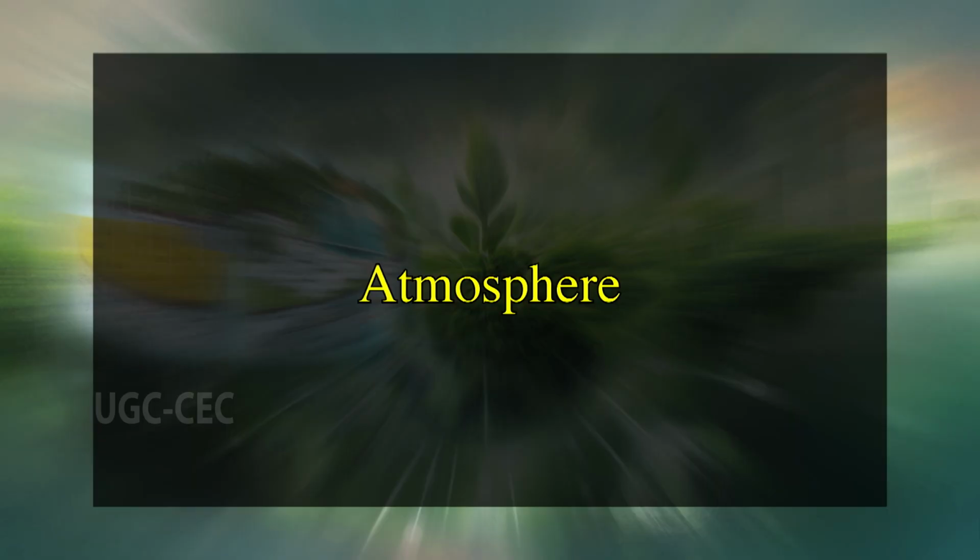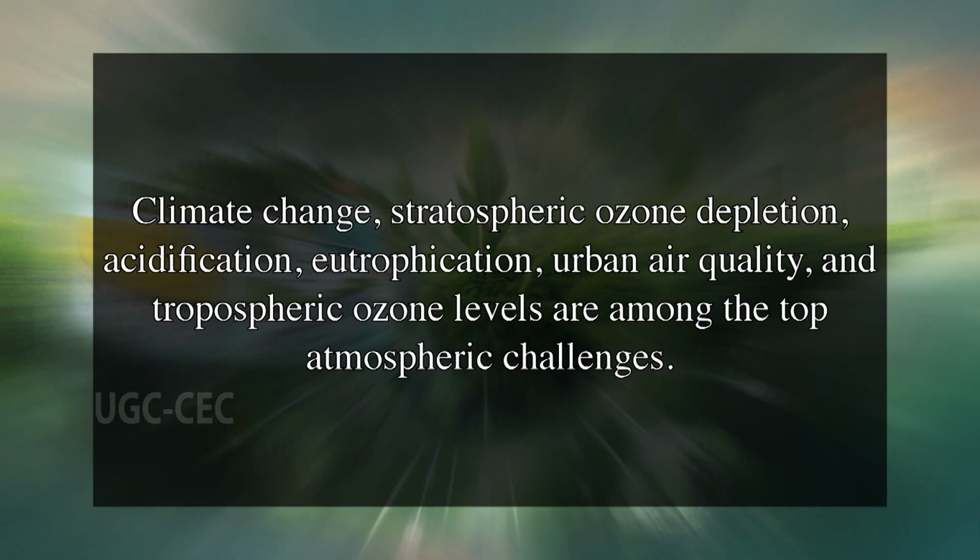So, talking about the various environmental indicators. Firstly, the atmosphere. Climate change, stratospheric ozone depletion, acidification, eutrophication, urban air quality, and tropospheric ozone levels are among the top atmospheric challenges. These problems have an impact on ecosystem health, human health, biodiversity, and economic harm. Numerous effects are worldwide, long-lasting, irreversible, and have an impact on future generations.